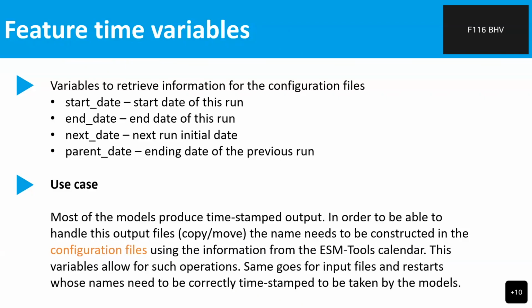Oh yeah, and the use case of this, for example, is that most of the models produce, or are configured to produce, files that are time-stamped. If you want to copy files around, and this is not defined in your default configuration, then you can use these feature variables to concatenate, extract year, extract month, and create a name for these files, and then copy them around if that is not already implemented. But again, we'll see that in the file dictionary exercise.